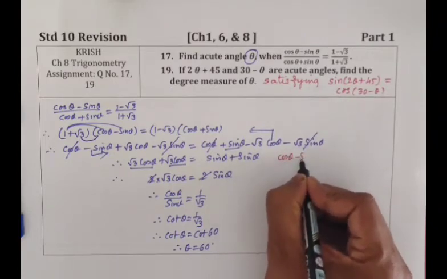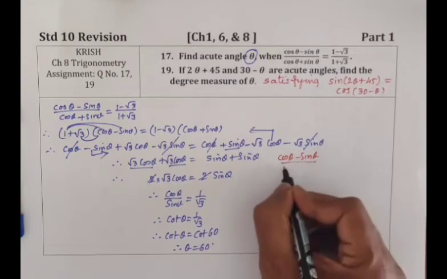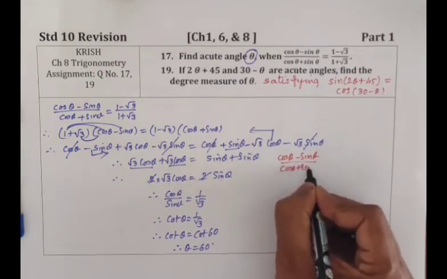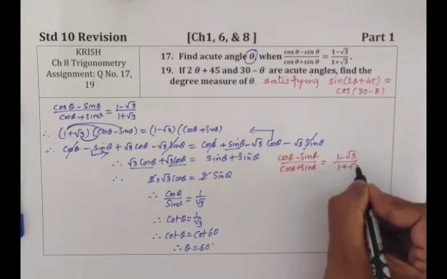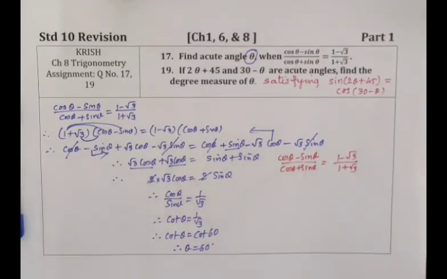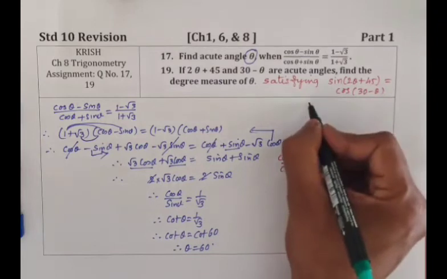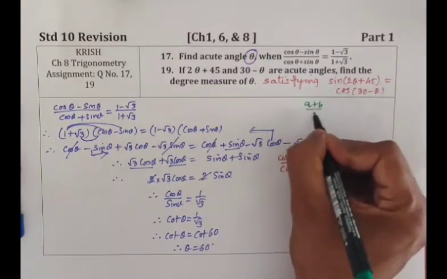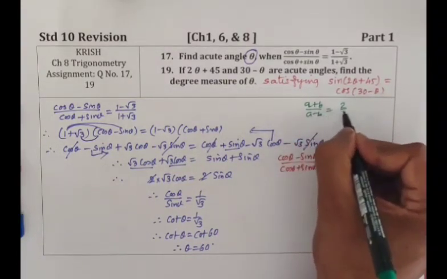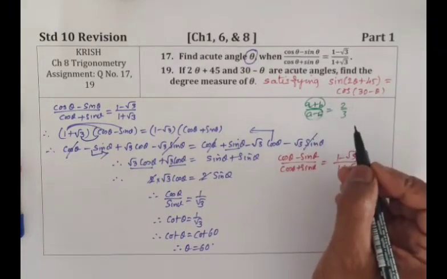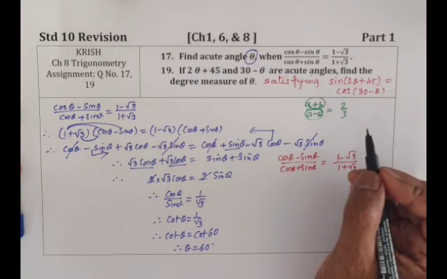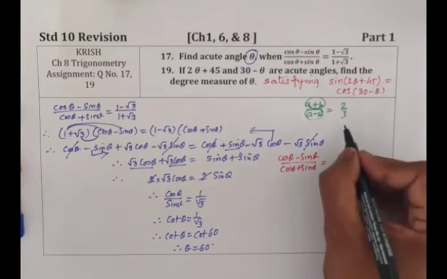Cos theta minus sin theta upon cos theta plus sin theta is equal to 1 minus root 3 upon 1 plus root 3. Children, remember, if a plus b upon a minus b is equal to 2 upon 3, what does this situation give us? Yes, it is a favorable condition for use of componendo and dividendo.